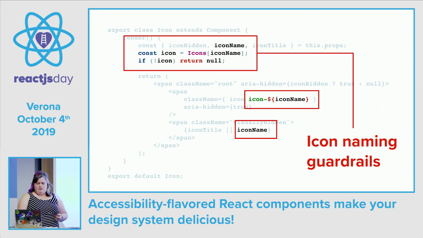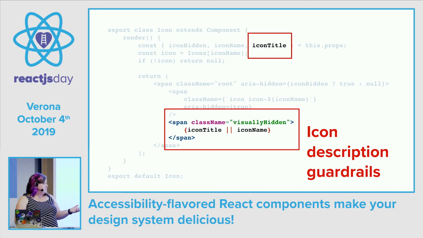So if someone passes in an icon name, we do a check to see if that icon exists in our library. If it doesn't exist, it throws an error. And I've gotten so many people saying, well, there's this error. It's like, yes, that's on purpose. You're trying to pass in something that doesn't exist. So that's a safeguard there. Also, at the bottom right there, you see that the name of the icon is passed in as descriptive text. Which brings me to the second guardrail. If a person does not pass in that icon title, the icon name announces as a fallback. So you're guaranteed that something will announce.